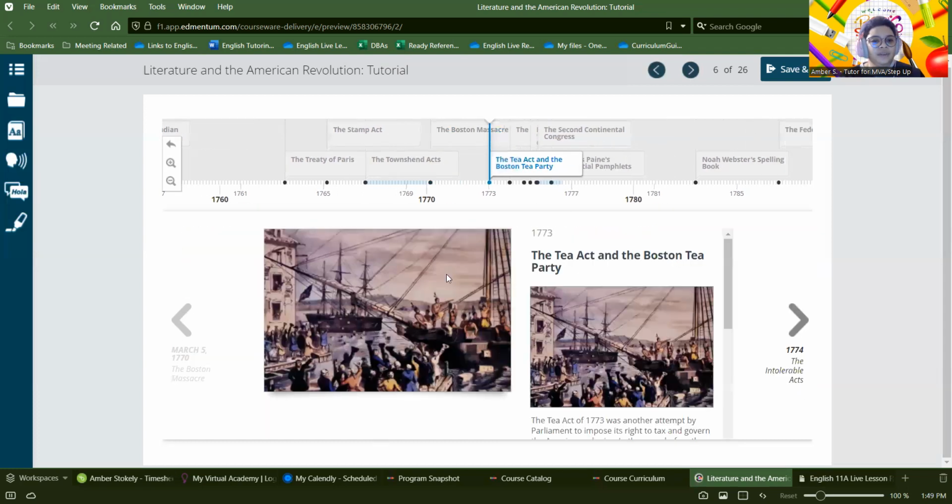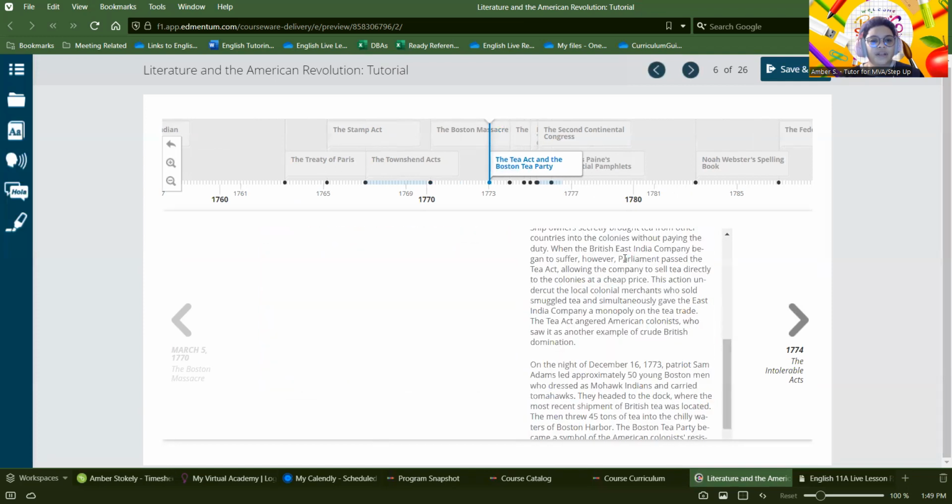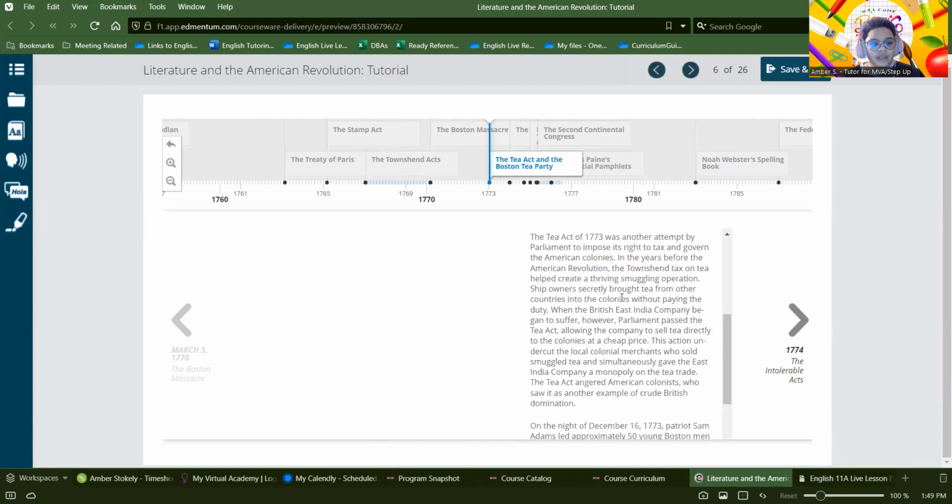The next event here is the Tea Act and the Boston Tea Party. So this is in 1773. So there's a couple things happening. This is kind of a continuation of the Townshend Acts, right? So we just talked about how they repealed everything except the tea. So after this happened, the colonists started smuggling tea because they didn't want to pay taxes for it. They just were like, this is just dumb. We didn't get to decide this. We didn't get to vote on this. We're not going to do it. So they were smuggling tea in so that they could sell it for a lower price without the taxes. And then people would probably buy theirs because it costs less.